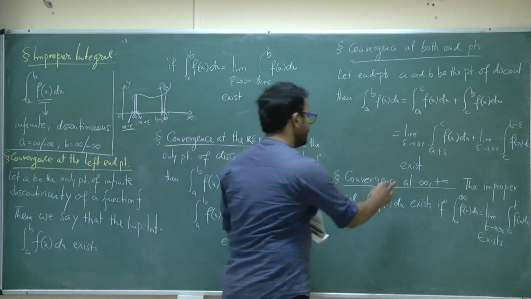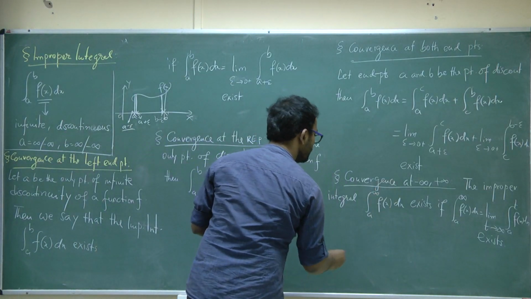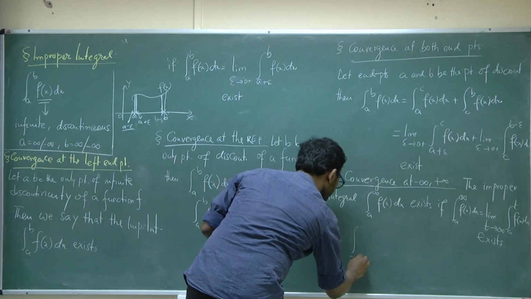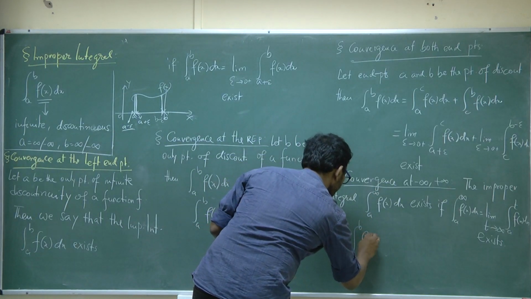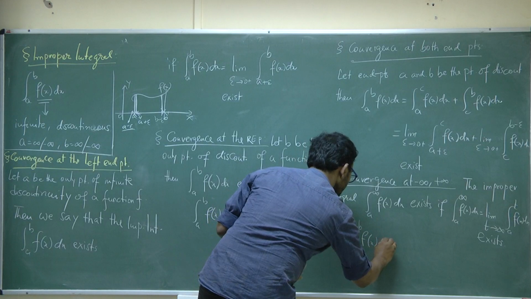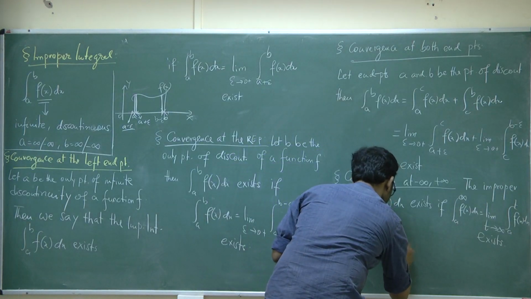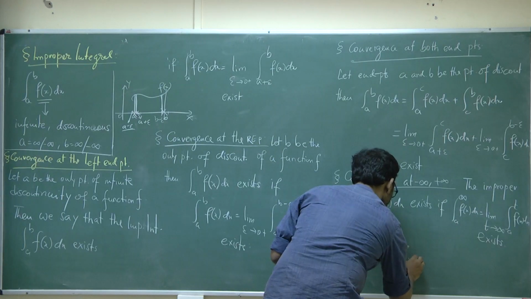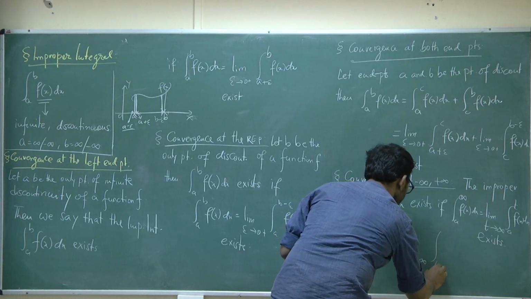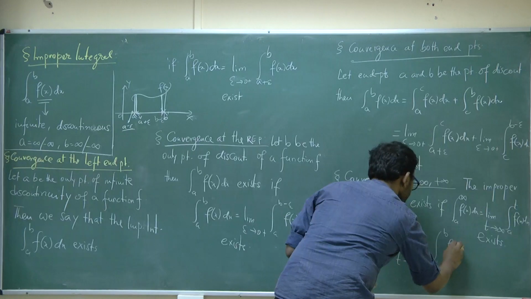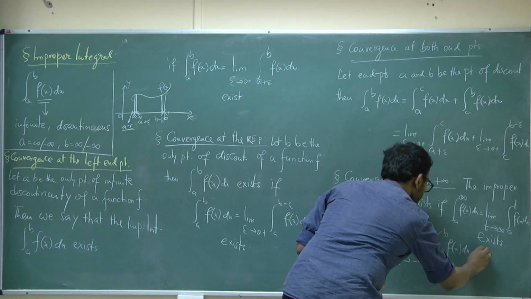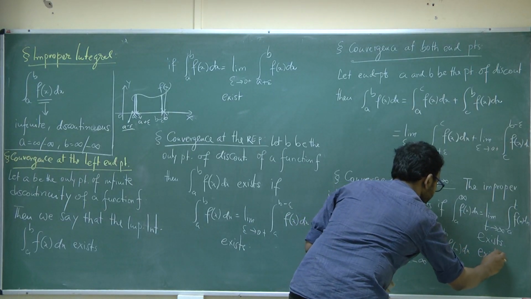Similarly, we can define the convergence at minus infinity, which means that the integral from minus infinity to b f(x) dx can be written as limit t tends to minus infinity of integral t to b f(x) dx, which exists.